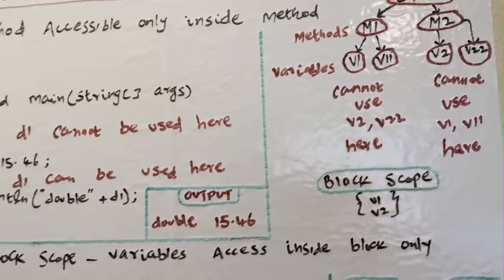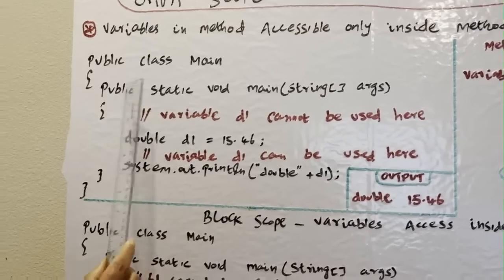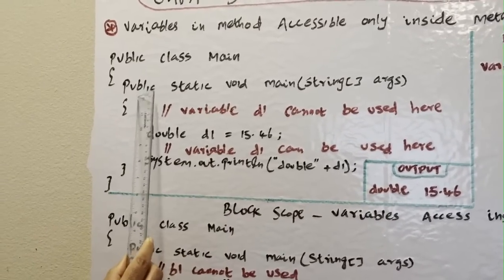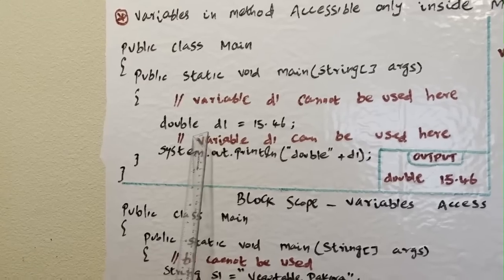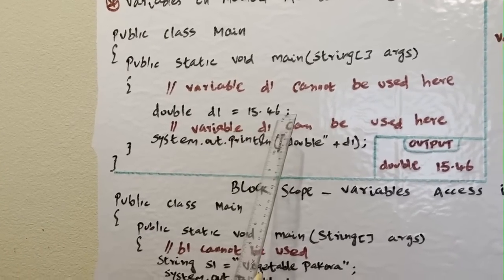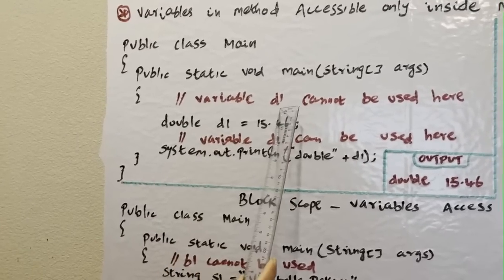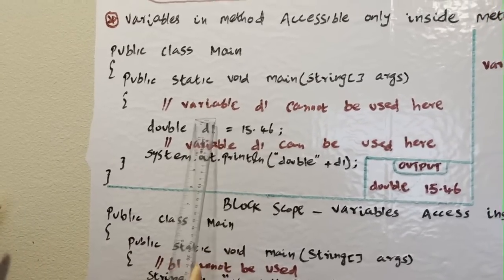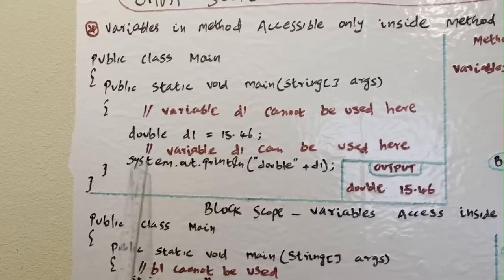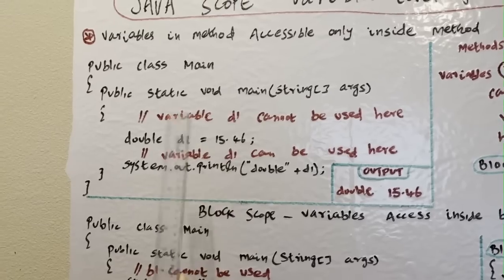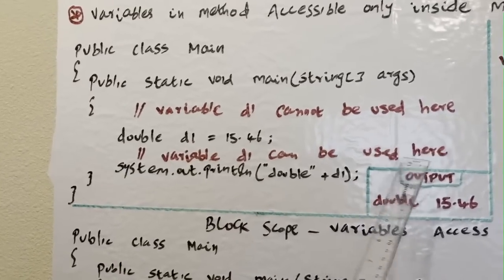Let me explain. Here is the public class main. There is a class inside here. This is the main function, main method. Public static void main. I am defining a variable double d1 equal to 15.46. So at this point, Java doesn't know what d1 is because it's not declared yet. It cannot be used here. You cannot put a statement here and say print this d1. But once you define it, it's accessible here. d1 can be used here.